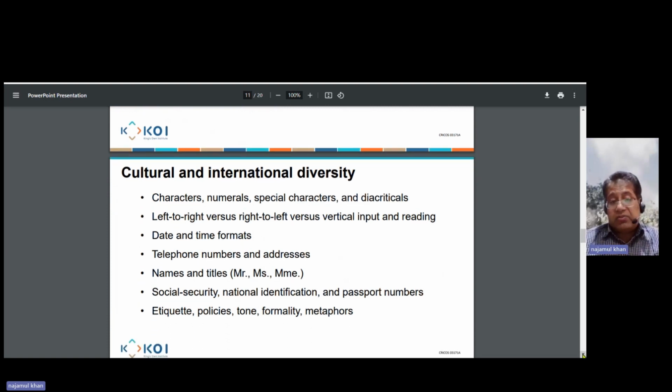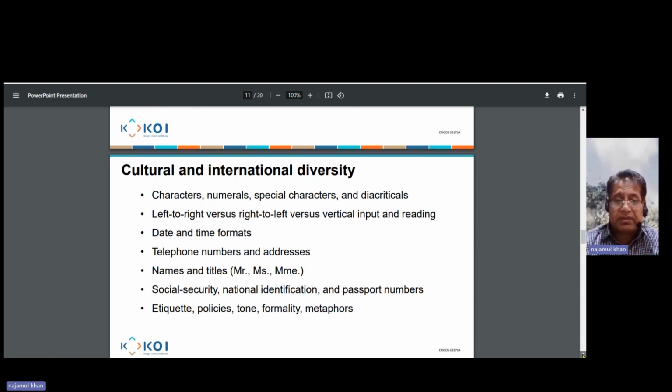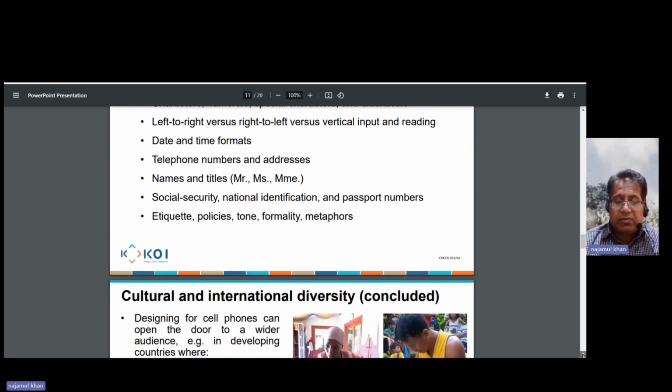Etiquette is different in societies. Policies are different, and so are tone, formality, and metaphors. So many things can differ from society to society. We are looking at it from that perspective as well, how these societies look different. Anyway, let me look at some more information here.